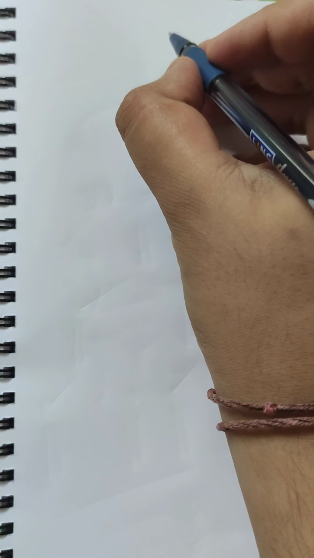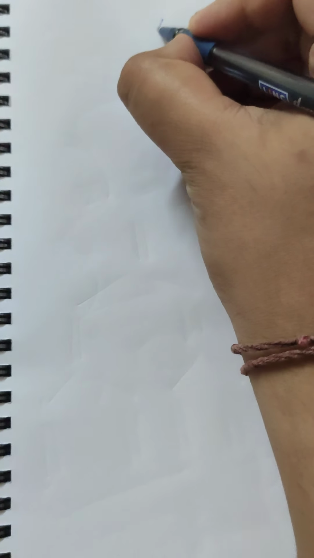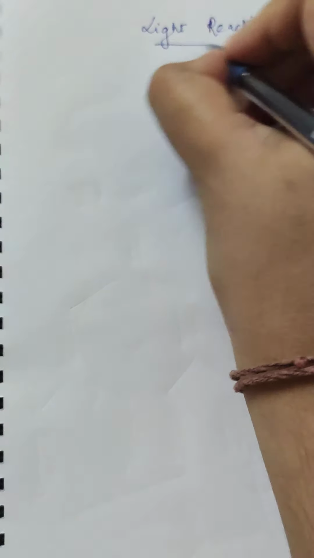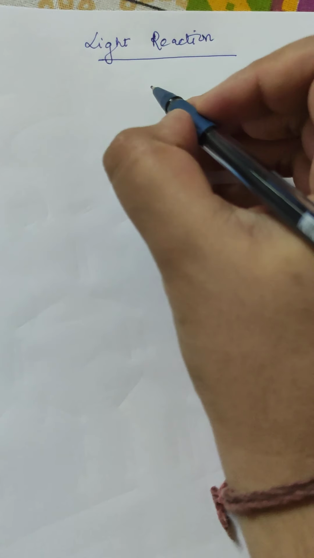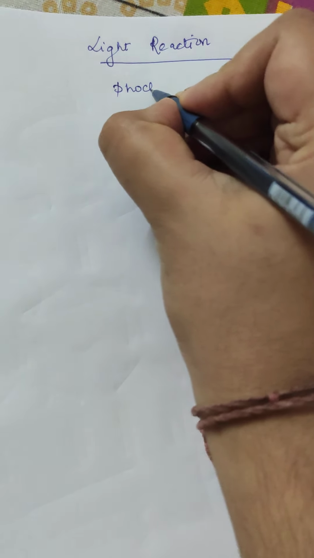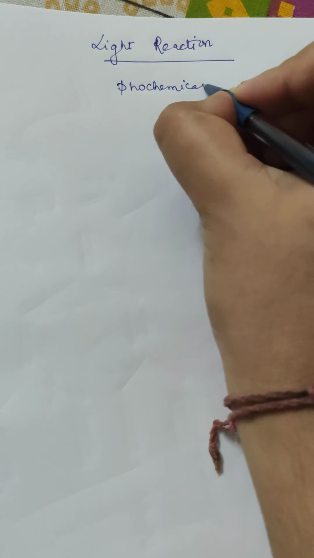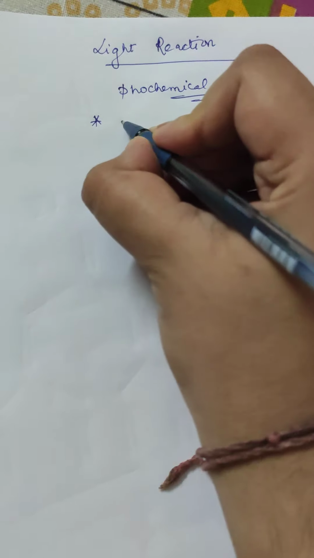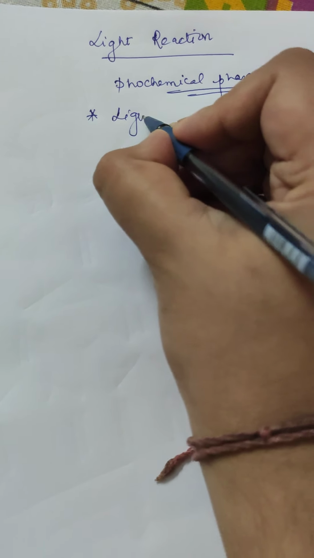Okay, so we will continue with photosynthesis today, and we will be talking about the light reaction of photosynthesis. I have already mentioned to you that the light reaction is the photochemical phase. What does it involve? It involves, number one, light absorption.